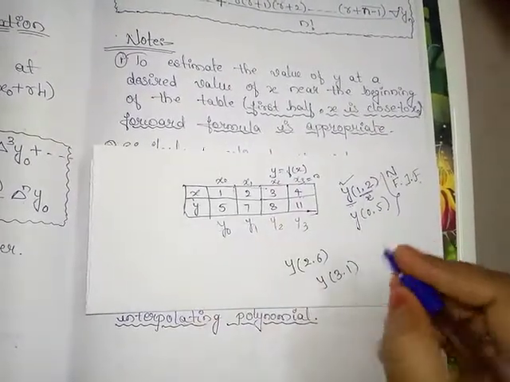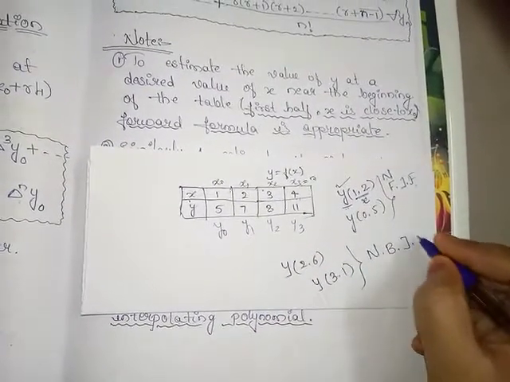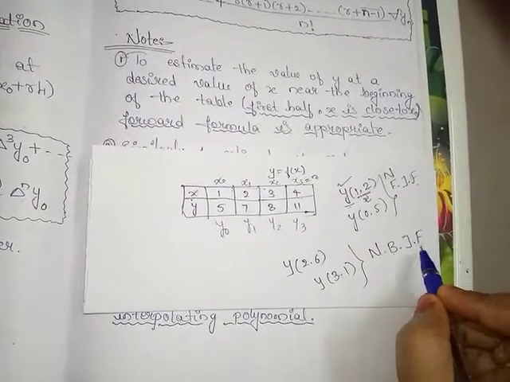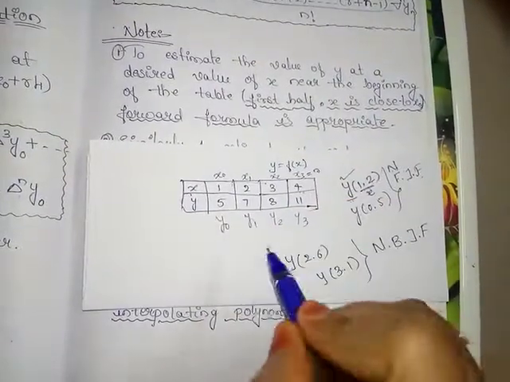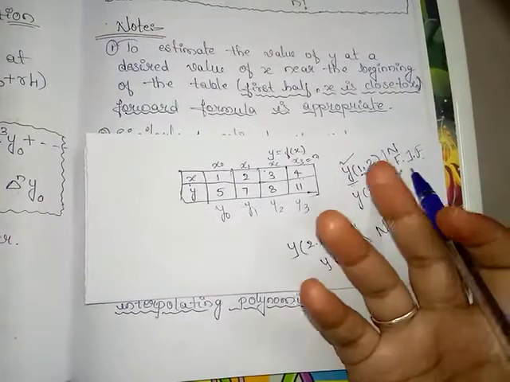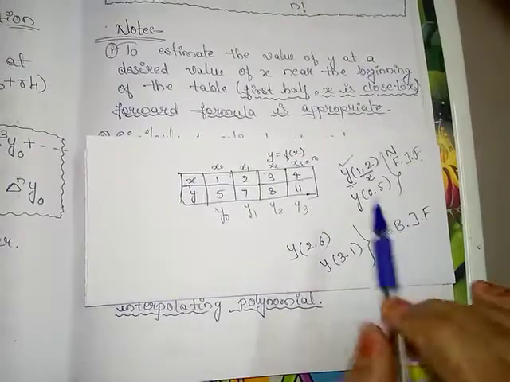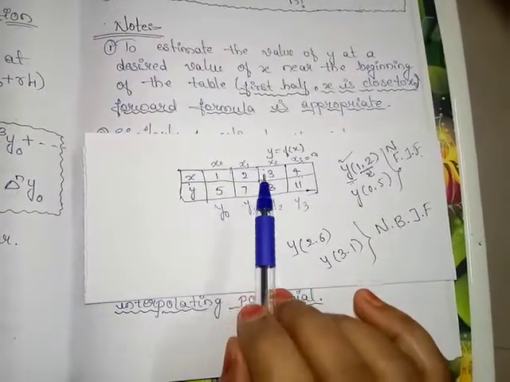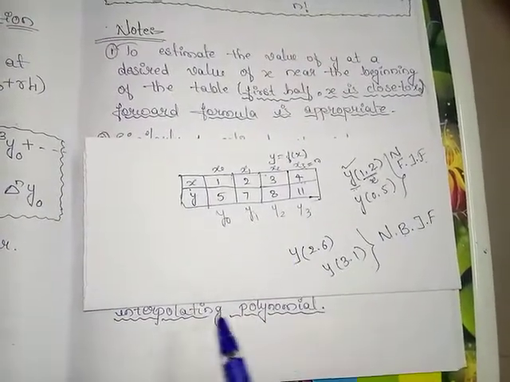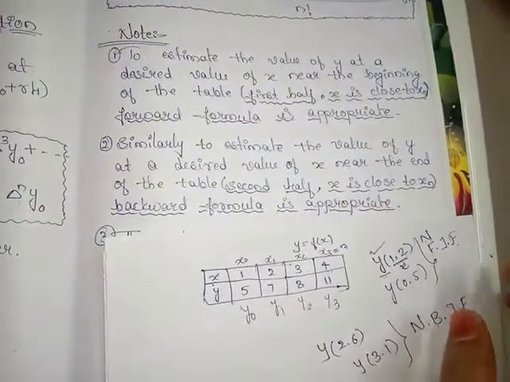Then you have to use Newton's backward interpolation formula. If that value is quite middle, then you may use any one. Otherwise, choose your easiest formula which you know very well. If the given value is quite middle, then use Newton's forward interpolation formula or Newton's backward interpolation formula. This is about these 2 points.